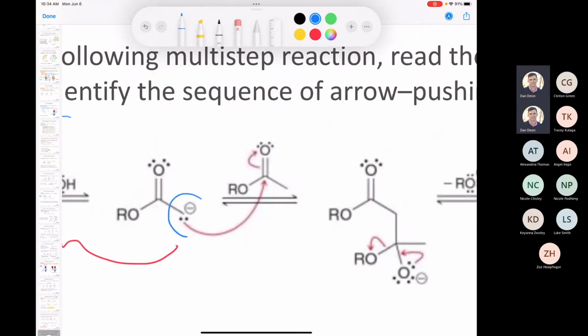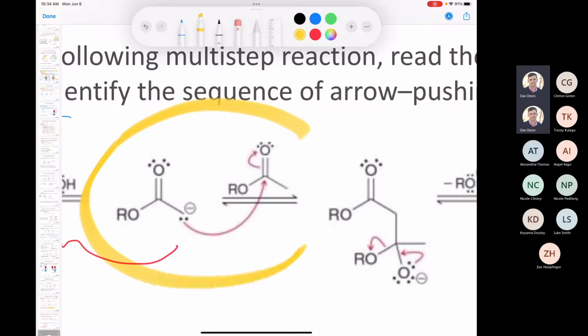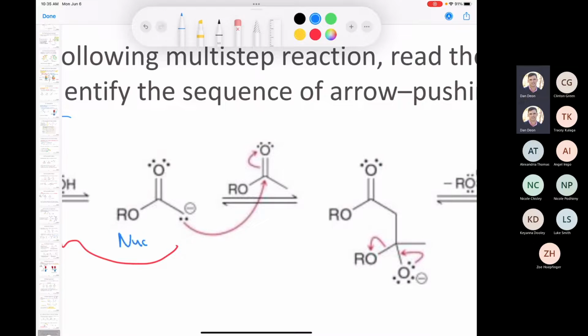We have something with a negative charge on it, and then we're making a bond between that and this electrophilic carbon over here. How would you describe this step that I have shown here? Would that be a proton transfer, loss of leaving group, nucleophilic attack, or a rearrangement that's occurring here? Absolutely, it's a nucleophilic attack, isn't it? This is my nucleophile. This is my electrophile. And this is a nucleophilic attack.